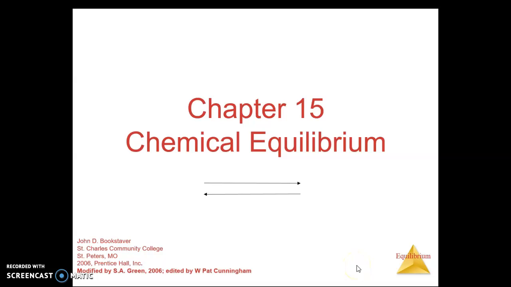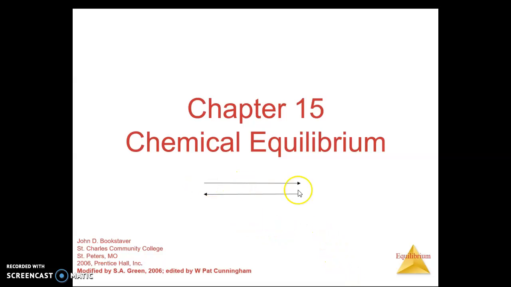Let's take a look at the concept and practice of chemical equilibrium. This is in Chapter 15 of your Zumdahl book. I'm using some Prentice Hall slides that we've modified over the years. And the critical issue here is, see those two arrows.